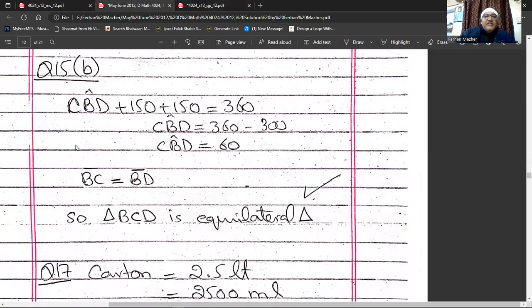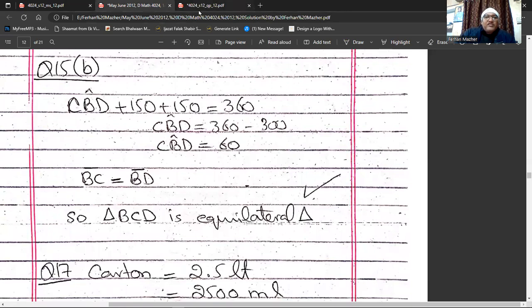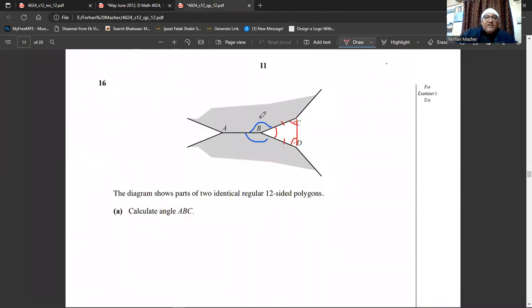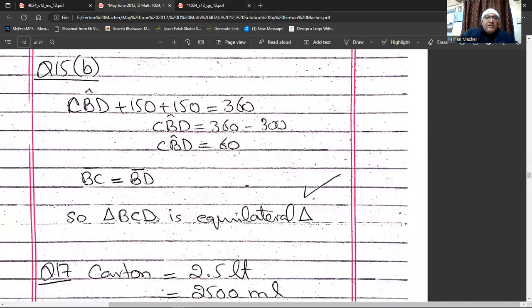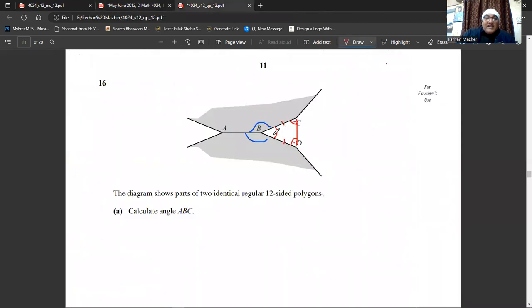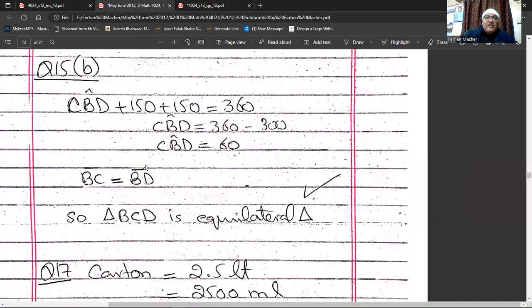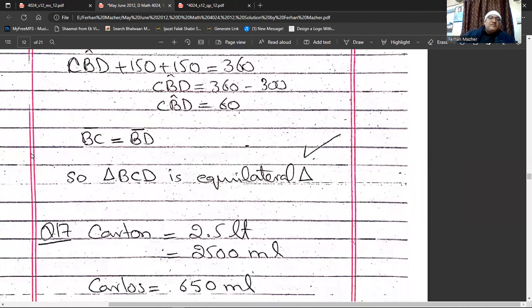Let me show you. CBD plus 150 plus 150 equals 360. So basically 150 here, 150 here, and this angle is x. So the CBD angle will be equal to 360 minus 300. So that will be 60 degrees. So this angle here is 60 degrees. And these two sides are equal, so these two angles are also equal. So these will also be 60, equal to each other. So the triangle BCD is an equilateral triangle. You know why it is an equilateral triangle?